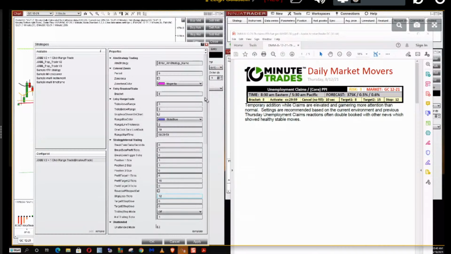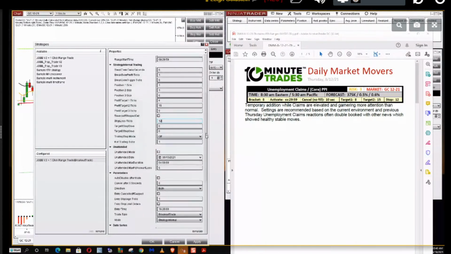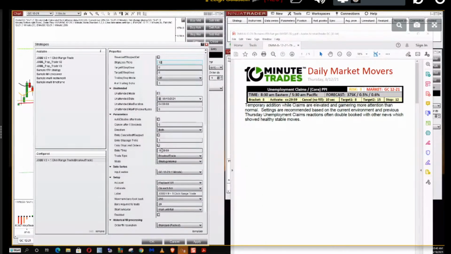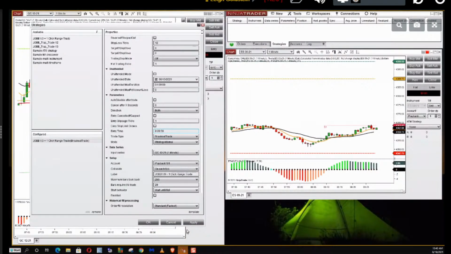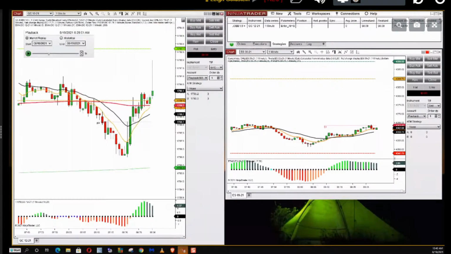Entry time, 8:29:59. That's something that's always up for testing. Sometimes 8:30 might be better. Philly Fed is almost always late. But for now, we'll use 59. And my trade is ready. That's it. It's a very small little DMM. And all I'm doing is replaying it, okay? I apply it, okay it, enable it.